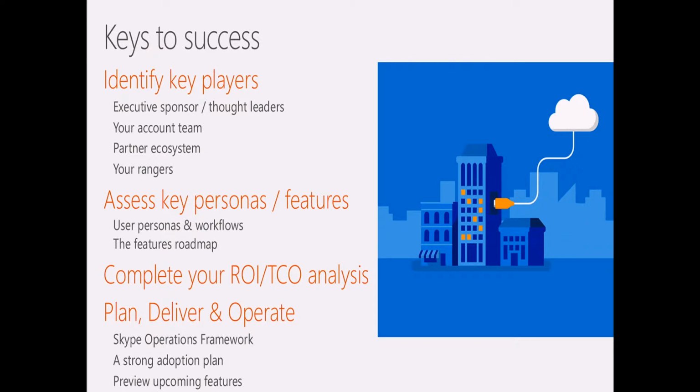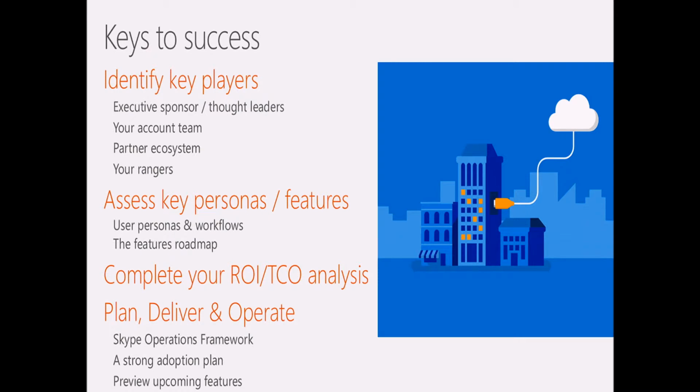So let's talk about those keys to success. I had a couple slides in between, cut them out so we could get it in 20 minutes, now to be 22 minutes. So here is how you get Skype for Business and your users to the cloud. Key things: identify those key players, assess those key personas and features, and complete that ROI and TCO analysis because the bean counters need to know that. If it doesn't cost less, then it's not going to fly very well. And plan, deliver, and operate. So how are you going to build this? What are you going to build? And how are you going to keep it running?